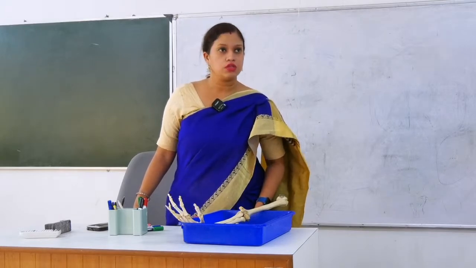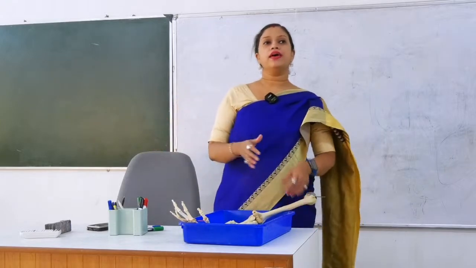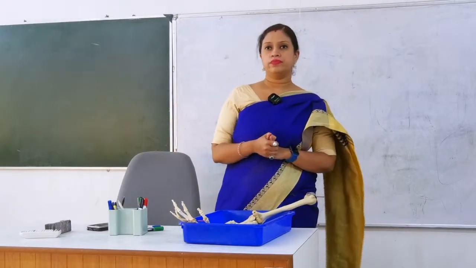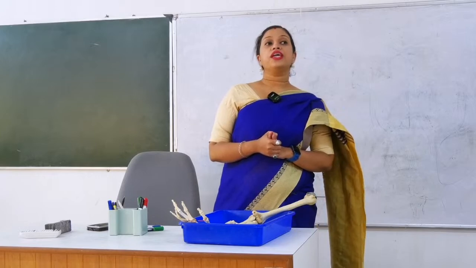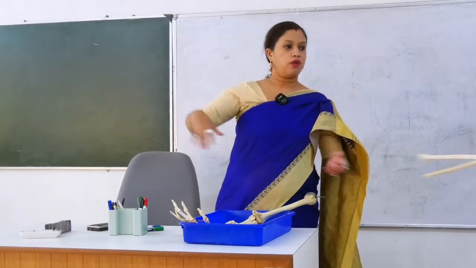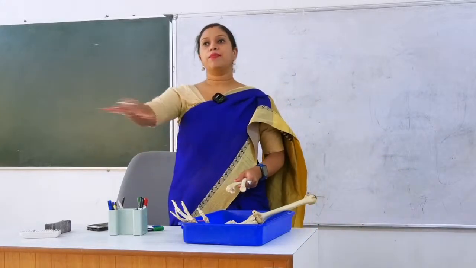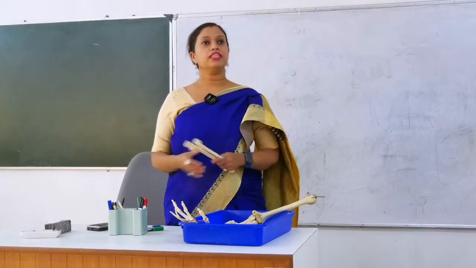Bicipital aponeurosis. Okay, aponeurosis. Do you have any idea what is aponeurosis? It is actually a flattened tendon. You all have seen the mat that we use to keep on the floor. So the muscle tendon becomes flat. It is flattened.